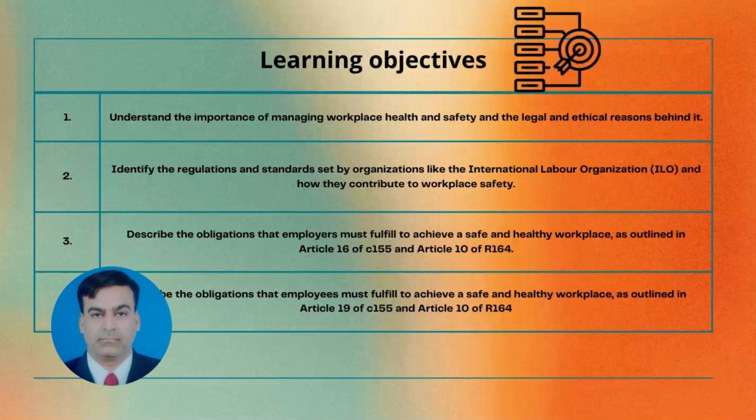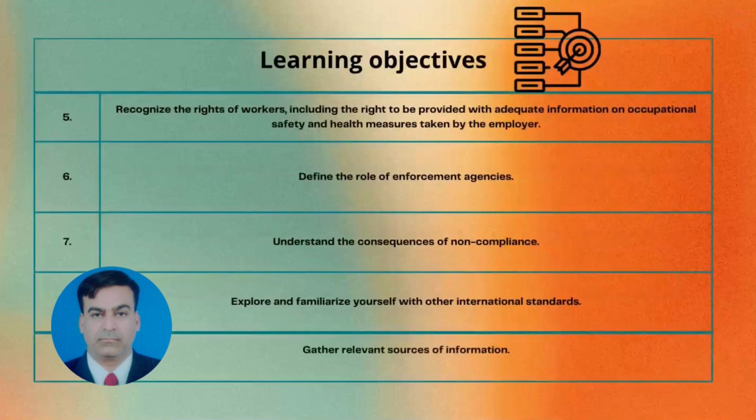Number 4, describe the obligations that employees must fulfill to achieve a safe and healthy workplace as outlined in Article 19 of C-155 and Article 10 of R-164. Number 5, recognize the rights of the workers, including the right to be provided with adequate information on occupational safety and health measures taken by the employer. Number 6, define the role of the enforcement agencies. Number 7, understand the consequences of non-compliance.